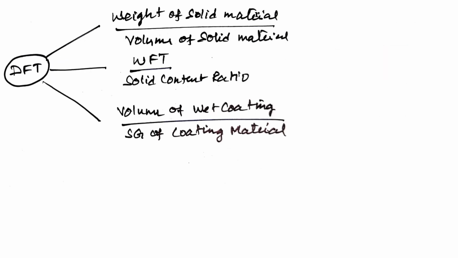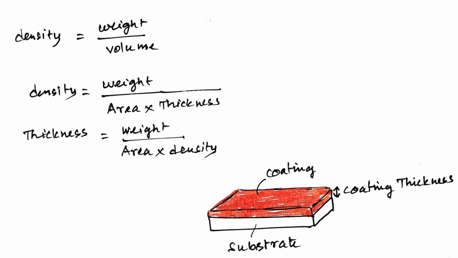Now, dry film thickness is the term used for coating thickness. Dry film thickness means the coating thickness after the paint is dried, and this is the ratio between the weight of the solid material and the volume of the solid material, or it can also be obtained from the ratio between the wet film thickness and the solid content ratio. Sometimes it can be calculated from the volume of wet coating divided by the specific gravity of the coating material. Now the density is equal to weight by volume.